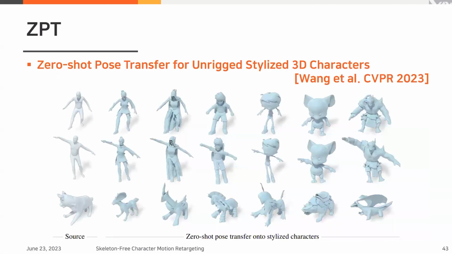And the last one is this. In the same year, I found another related paper published in CVPR 2023, which is not by the same author as the previous one. As you can see in the title, they proposed zero-shot pose retargeting for stylized characters with significantly different shapes.